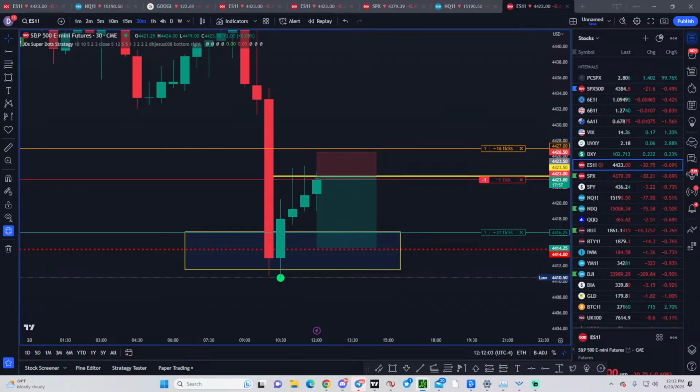So at the end of the day, the focus will always be on high probability setups. Not every setup is going to pay, guys. So also remember that there are going to be stop losses, and we got to be prepared for that.